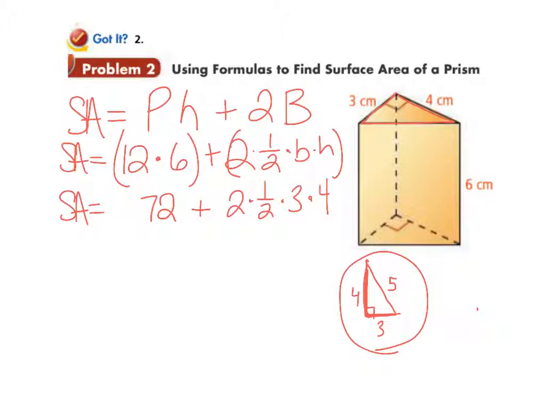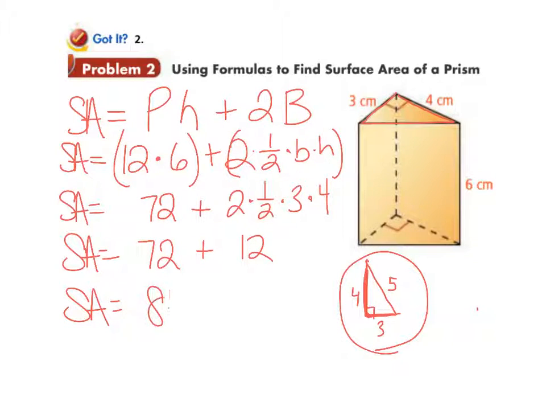And now I'll go ahead and clean that up. Again, kind of leave these separate until the end. 2 times 1/2 is 1, times 3 times 4. So that's 12. Add those together and you have 84. You're finding surface area, so that's centimeters squared.